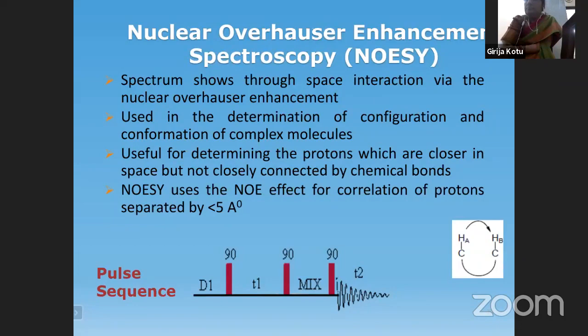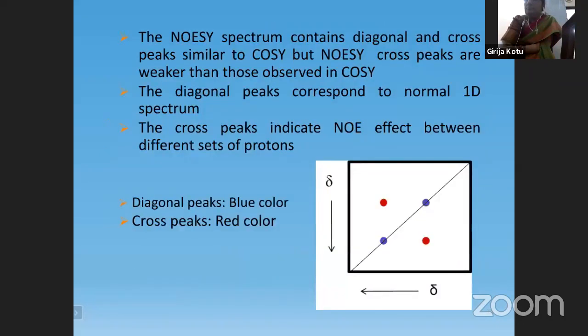Okay, so this is a NOESY spectrum, the pulse sequence. I'll just move on. The appearance of the NOESY spectrum is similar to the appearance of the COSY spectrum. So you have blue spots on the diagonal line. They are the chemical shift values of the protons, and the red spots off the diagonal are the cross peaks. And the cross peaks in NOESY represent the connectivity between spatially proximal protons. That is the only difference between NOESY and COSY.